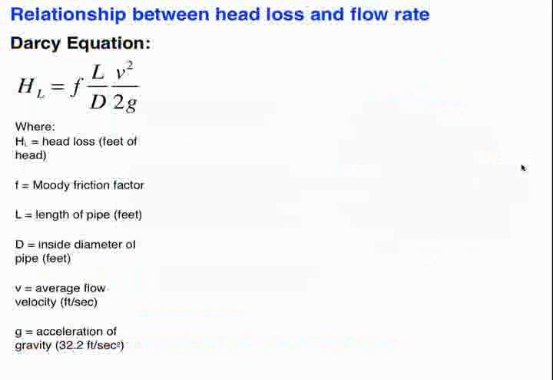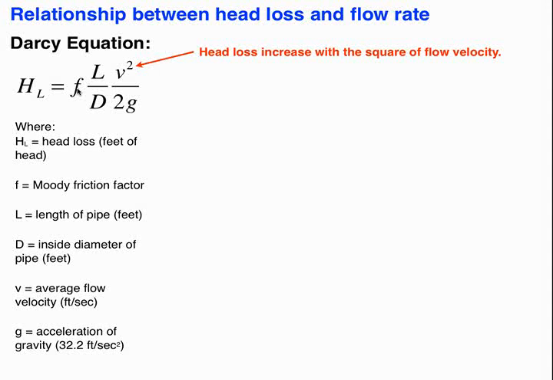Okay, relationship between head loss and flow rate. I mentioned kind of a classic relationship. It's something called the Darcy equation. You can look this up in any fluid mechanics textbook. If you want to know the head loss associated with flow through a pipe, you need to know the length of the pipe, how fast it's moving, that's the flow velocity. This would be the inside diameter of the pipe. This G is a constant that shows up in physics and mechanics. It's called the acceleration of gravity. And then you also have to know something called the friction factor.